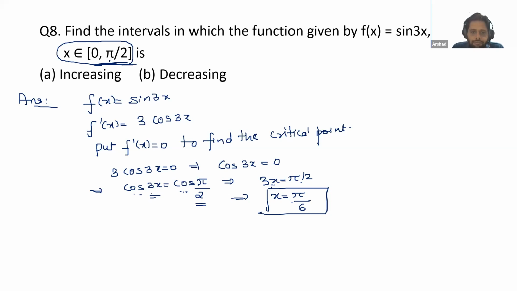Whatever the value of x you are finding, please check that it should lie in this interval. So the first angle we have used is pi by 2. Again, we have cos 3x is equal to 0. So Abdul, can you tell me any other angle for which the cos is 0?